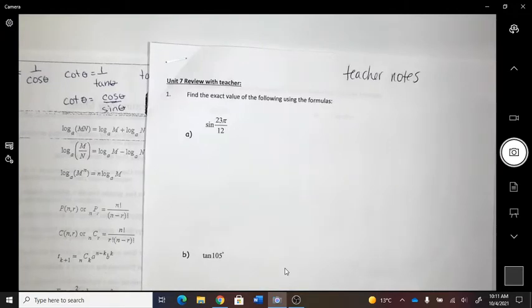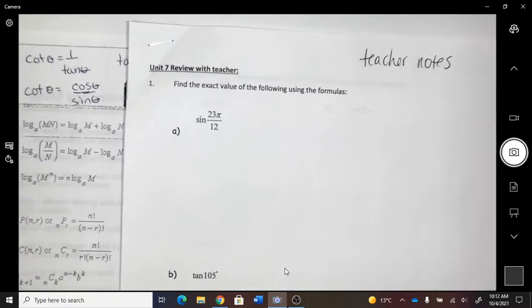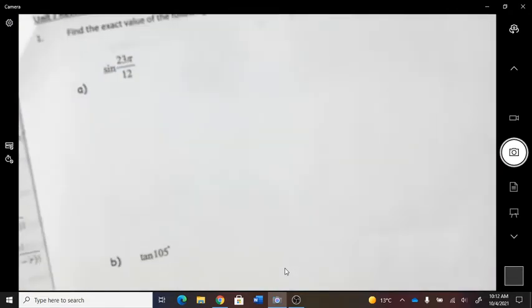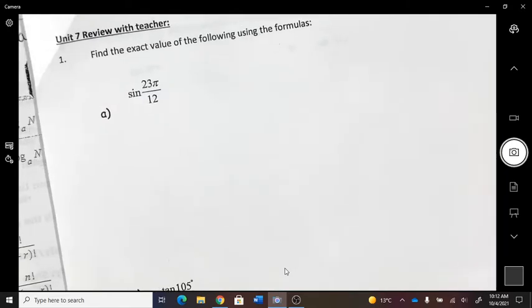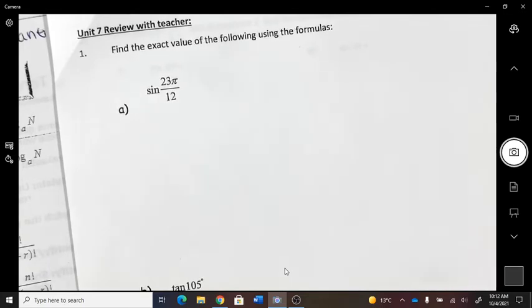Find the exact value of... Okay, here's the thing. As soon as I see a 12 on the bottom of a fraction, I know this is a question that deals with a 15 or a 75. As soon as I see that 12 on the bottom, does that make sense? Because otherwise our unit circle has 4s, 6s, or 3s.